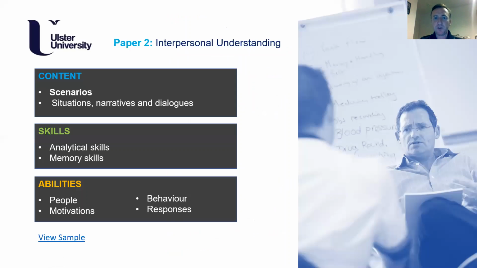Then in the paper 2, so it's your interpersonal understanding. So again, this is relevant to what I was saying earlier about how you relate to people, how you can communicate with people of different backgrounds, different socioeconomic groupings, age profiles, things like that. So it's about where you're given a scenario, and that scenario then is on a situation, a narrative, or a dialogue, your analytical skills, your memory skills, and it's your ability then to communicate with people, motivations, behavior, and responses.